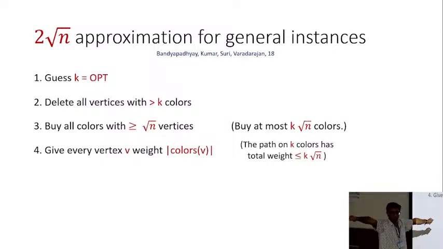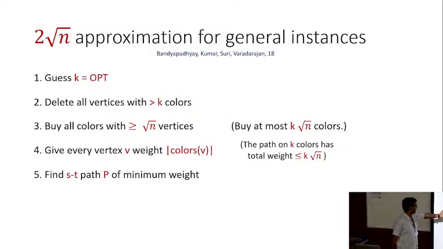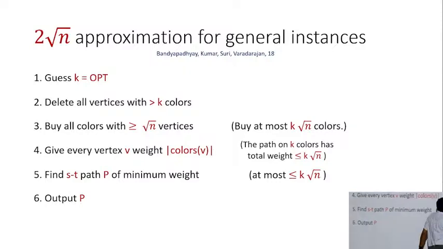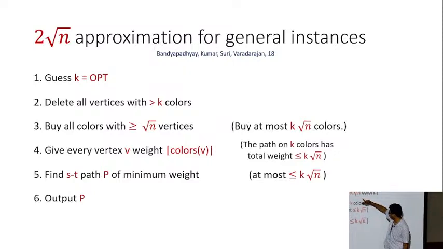So if you look at this path, it cannot be more than k times root n, because k is opt, and every color only appears on at most root n vertices. Once you have this, you find the S-T path P of minimum weight, and you are done, right? So this is at most k root n, and so you output this path P. Now, notice, what is the total number of things you used? You bought at most k root n colors here, and here is another k root n, so 2k root n, so the approximation factor is.